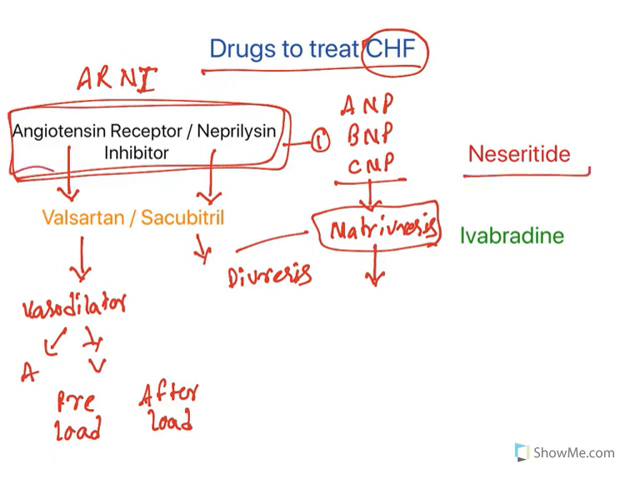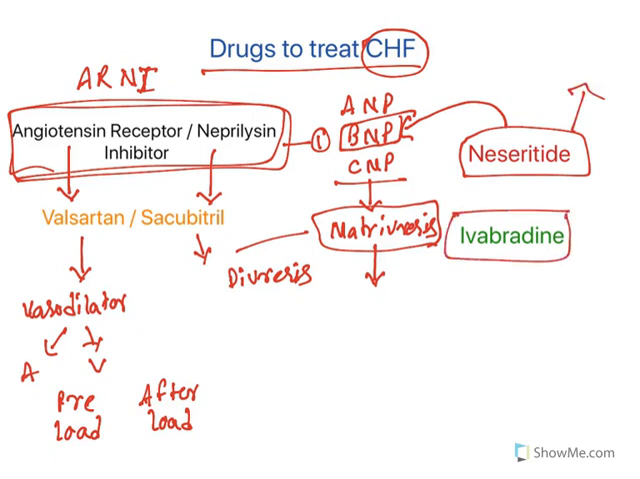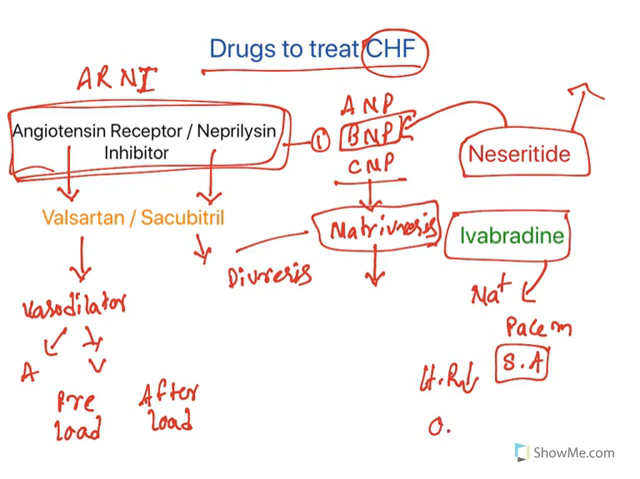Now the other drugs: nesiritide is a recombinant peptide of B-type natriuretic peptide. So this increases natriuresis. The other drug is Ivabradine. Ivabradine is a sodium channel inhibitor, and it especially inhibits sodium channels present at pacemaker cells, that is, the SA node. So SA node sodium channels are blocked. Because of that, action potential generation is reduced and heart rate is reduced. When heart rate is reduced, oxygen consumption is reduced. This is how Ivabradine is used.